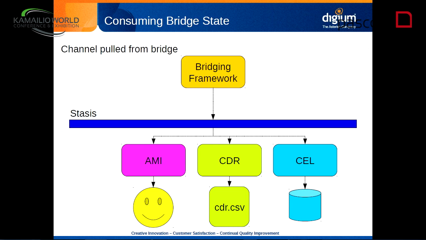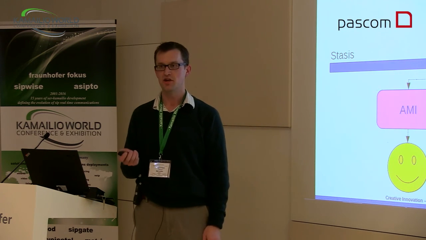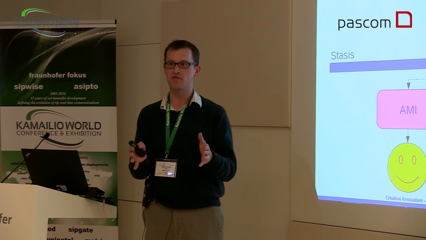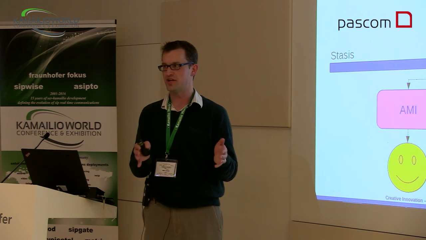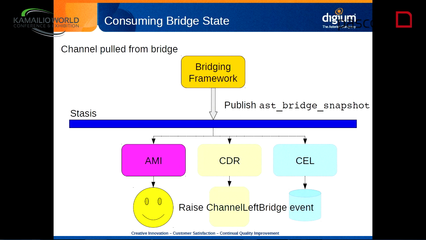Let's say I pulled that channel out of the bridge. Well, pulling a channel out of the bridge is going to publish a new bridge snapshot onto the bus, which is just a limited view of that bridge, and is just enough for everybody to understand what happened in the bridge. AMI is going to interpret that in one particular way. It's going to raise a channel left bridge event.